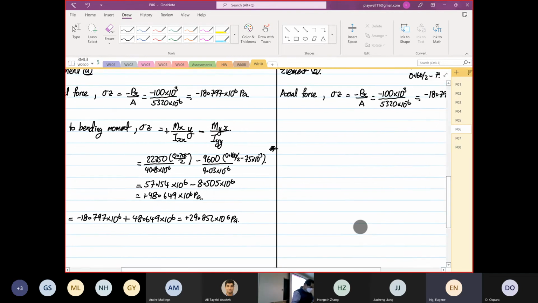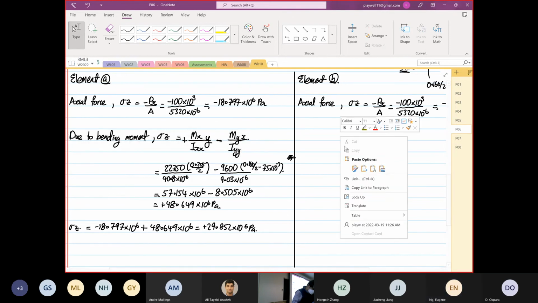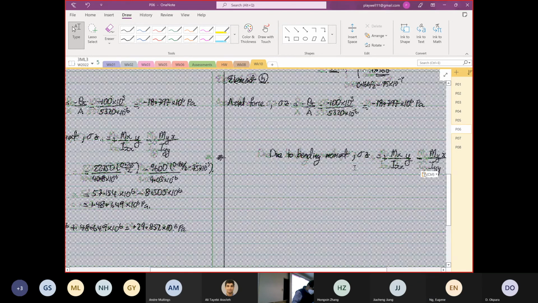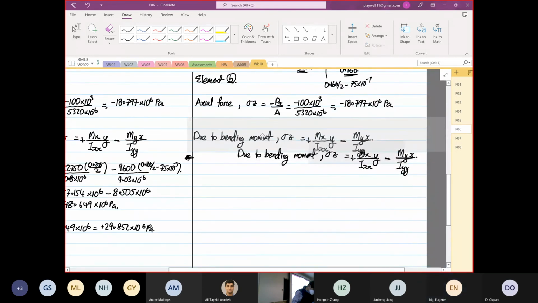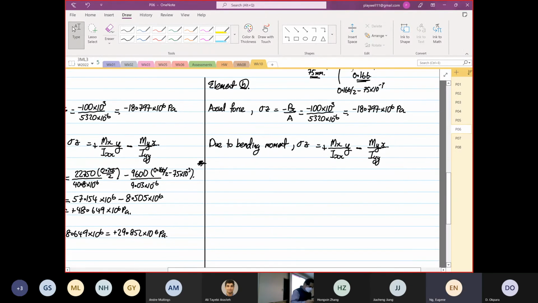29.852. Okay, so that's our normal stress. Now we look at element B. Oh, Z, thank you. I made a mistake over there. So now I'm going to copy the same formula for element B now. We look at Mx for element B.